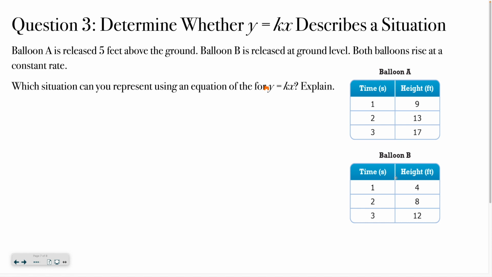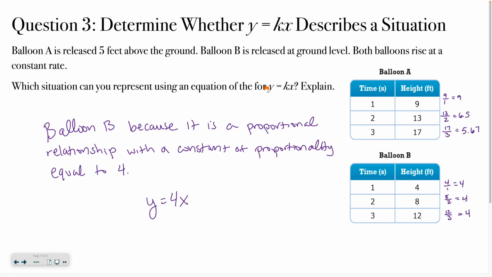Good luck. All right, for this problem, hopefully you determined that balloon B would be the balloon that we could represent with the equation y equals kx. The equation would be y equals 4x. And the reason it's balloon B is because it represents a proportional relationship. It has that constant of proportionality of 4 amongst all of them.